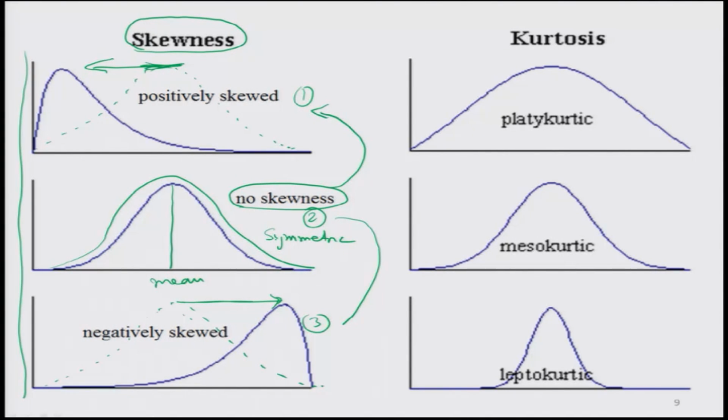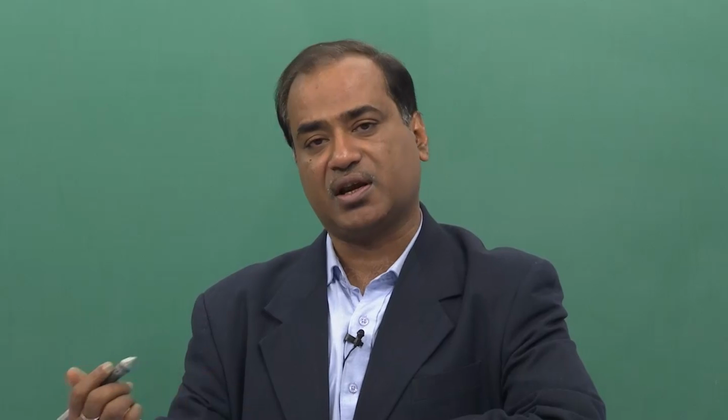On the same lines, in figure number 1, where the hump is shifted to the left hand side, we say the curve is positively skewed. The opposite happens in figure number 3, where the hump is shifted to the right hand side, and we say the curve is negatively skewed. So this is the characteristic of skewness: it can be symmetric, meaning no skewness, or positively skewed or negatively skewed.